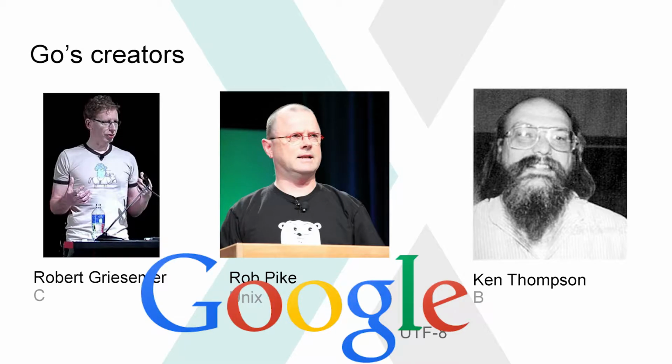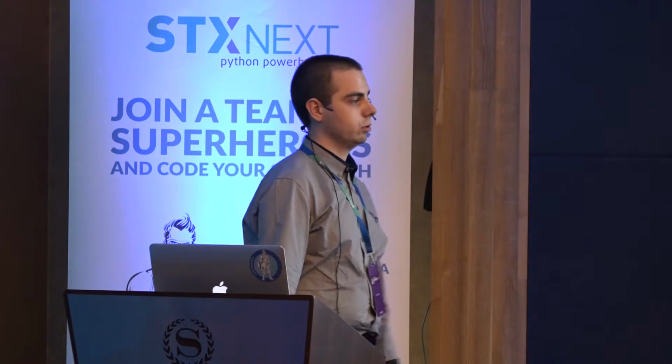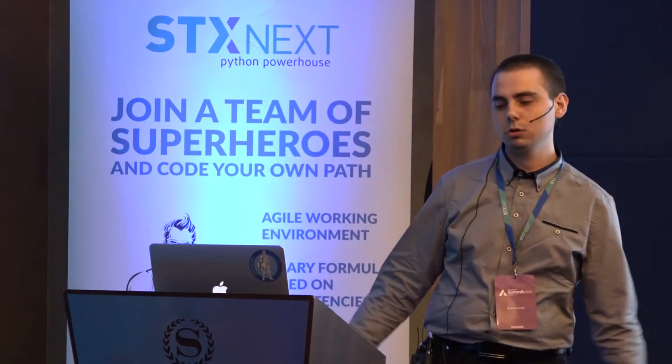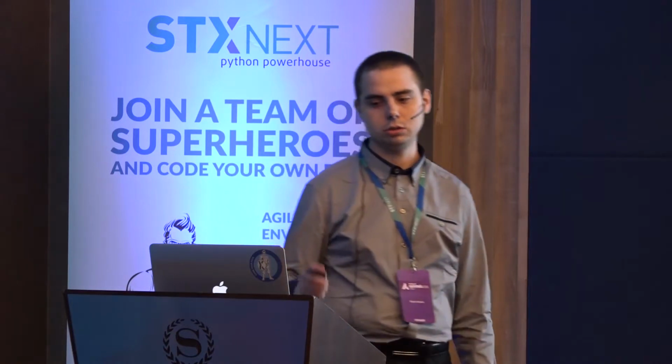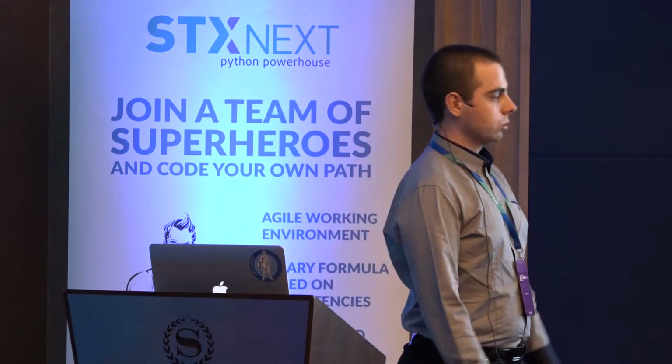Let's take a look at the guys who are responsible, and we can blame them for creating the Go language. So the first person is Robert Griesemer, one of the creators of the C language. We've got as well Rob Pike, who introduced Unix. Ken Thompson, who was one of the creators of the B language. And both of these guys, Rob Pike and Ken Thompson, created UTF-8, which is very commonly used right now. All those guys are working for Google right now.